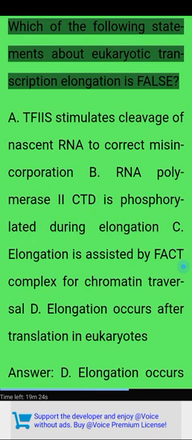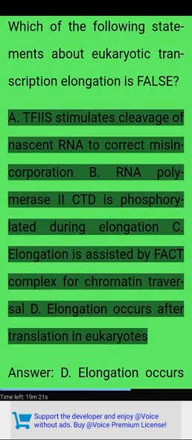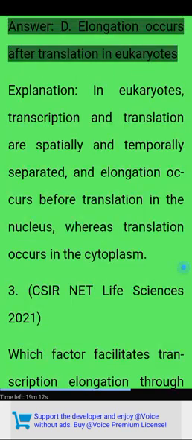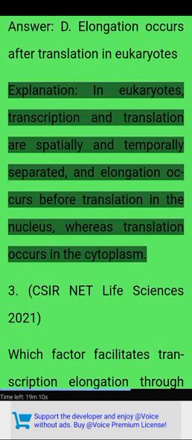Which of the following statements about eukaryotic transcription elongation is false? A, TFIIS stimulates cleavage of nascent RNA to correct misincorporation. B, The RNA polymerase II CTD is phosphorylated during elongation. C, Elongation is assisted by FACT complex for chromatin traversal. D, Elongation occurs after translation in eukaryotes. Answer. D, Elongation occurs after translation in eukaryotes.